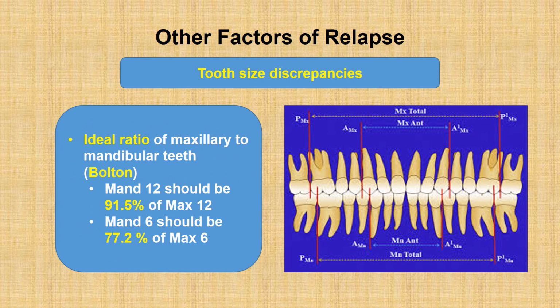Okay. Other factors of relapse are tooth size discrepancy. Now, Bolton mentioned the width of the maxillary to mandibular teeth as an ideal ratio. Now, if we take the 12 mandibular teeth, it should be about 91.5% of the width of the 12 maxillary teeth. And if we take into account the 6 mandibular teeth, then it should be 77.2% of the 6 maxillary teeth.